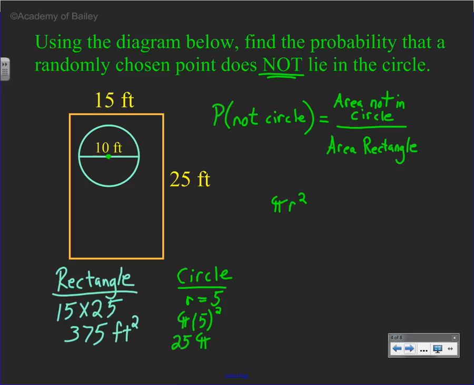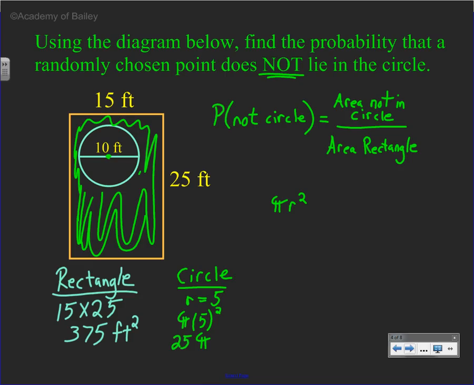Now, how do we find the area of the parts that are outside of the circle? Well, if you know the area of the rectangle, you know the area of the circle. All you have to do is subtract those. The part that is not the circle is going to be 375 minus 25 pi. And I should have put, for the circle, 25 pi square feet.